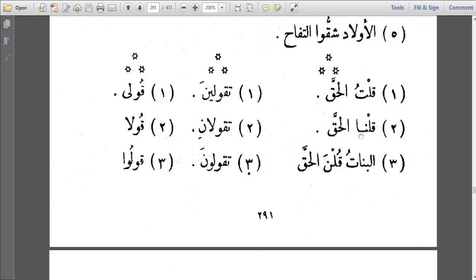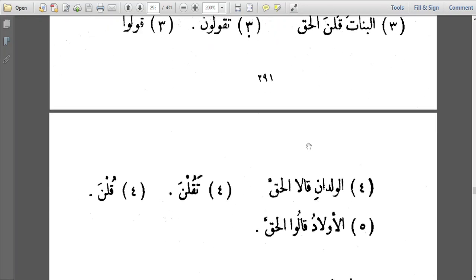We come here to kulna because the domir here is also mutaharrika. So we have kulna, kulna. We find the lam ending with sukun in all of these cases. Al-awladu qala. Al-awladu qalu. Why is it that in this case the alif is there? Because the lam is supposed to have a vowel, and so the alif can stand in peace.